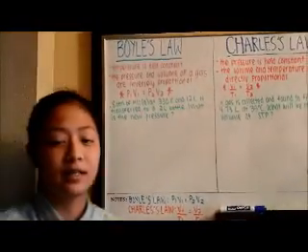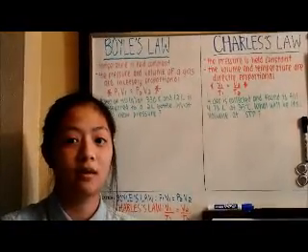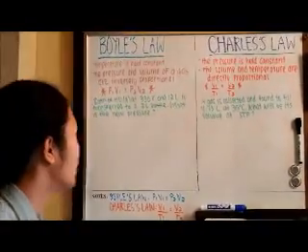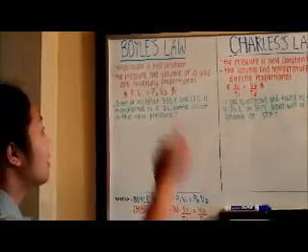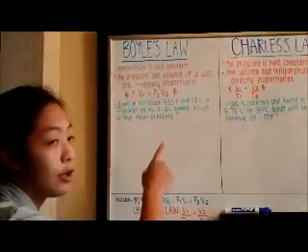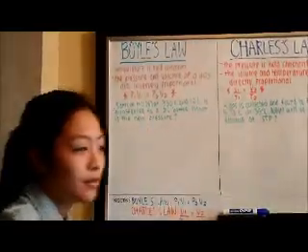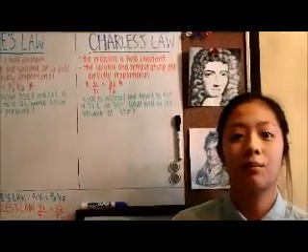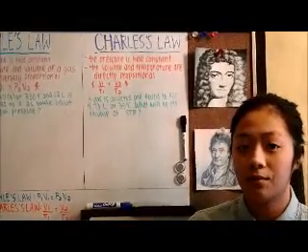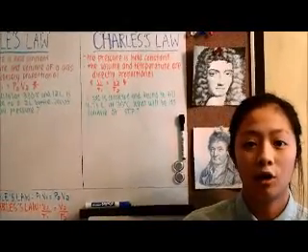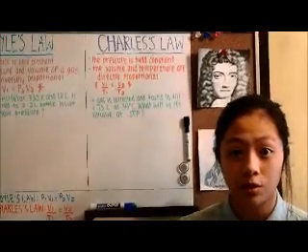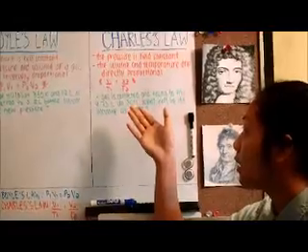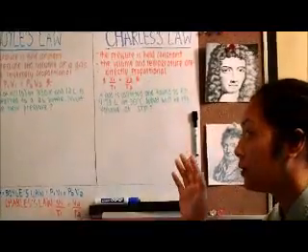For Boyle's law, the temperature is held constant and the pressure and volume are inversely proportional to one another. So the equation for Boyle's law is P1 times V1 equals P2 times V2. And now we move on to Charles' law. Charles' law says that the pressure is held constant and that the volume and temperature are directly proportional to one another. So that means that V1 over T1 equals V2 over T2.